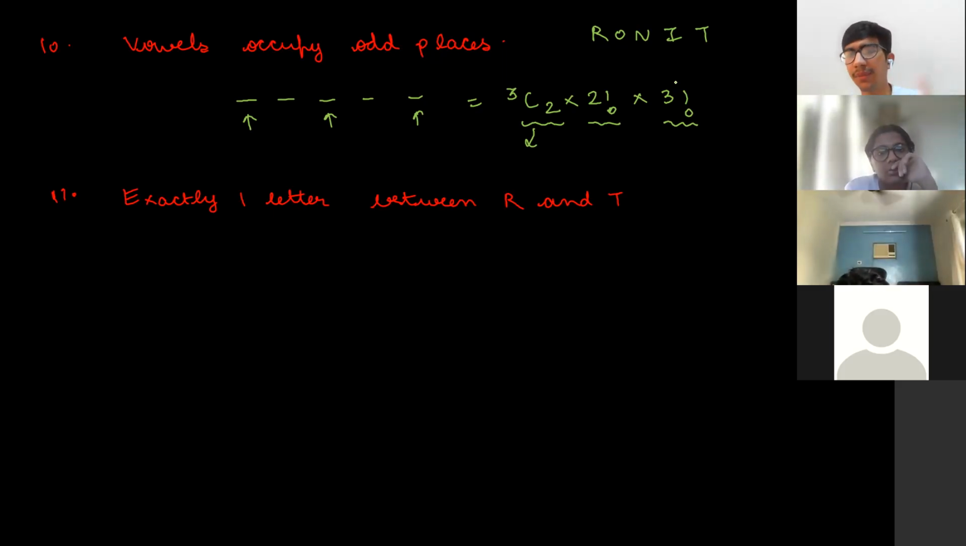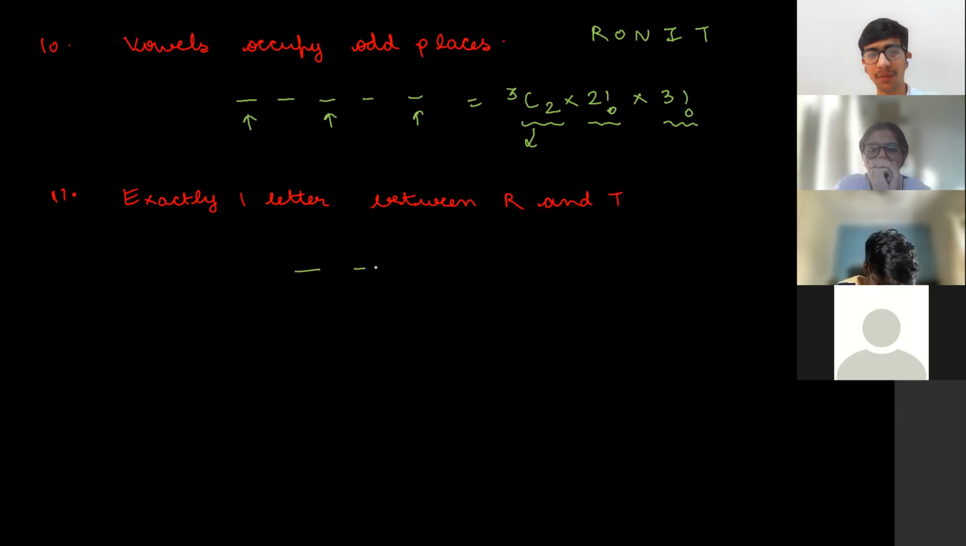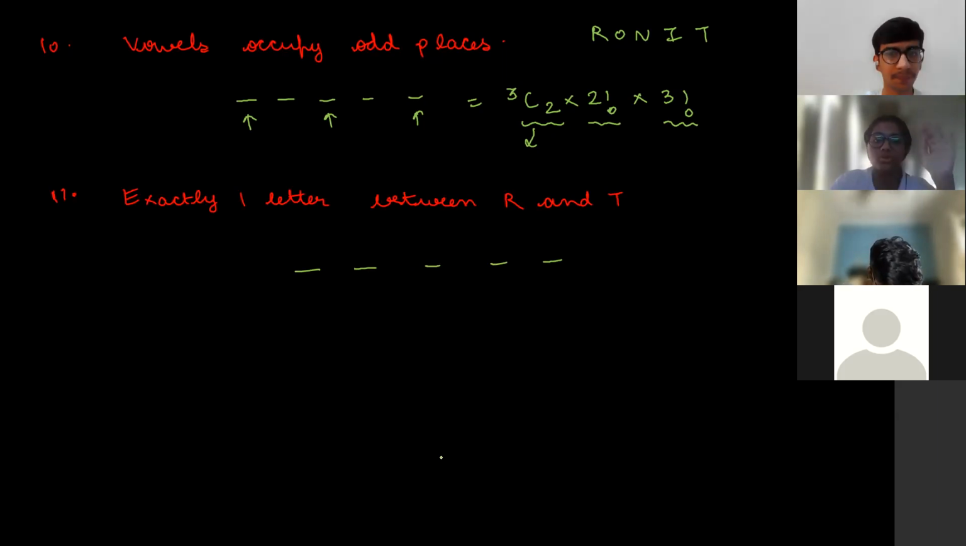Okay, all clear for the 10th one? No doubts in the 10th one now? Okay, let's move on to the 11th one. Exactly one letter between R and T. So 1, 2, 3, 4, 5. No, Ritu, incorrect.